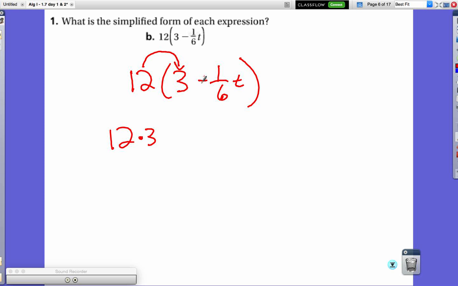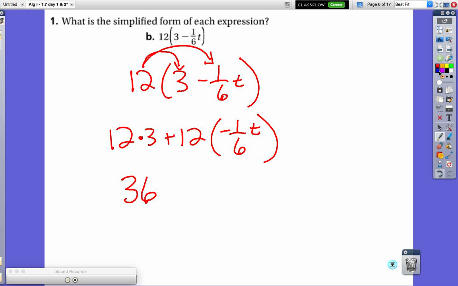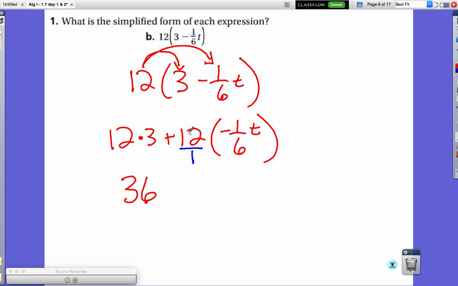Now we have a minus sign. So remember, that's a negative. So we're going to take plus 12 times negative 1 over 6t. So 12 times 3 is 36. Now, when you multiply fractions, we learn that you need to have both written as a fraction. We know a positive times a negative is a negative.